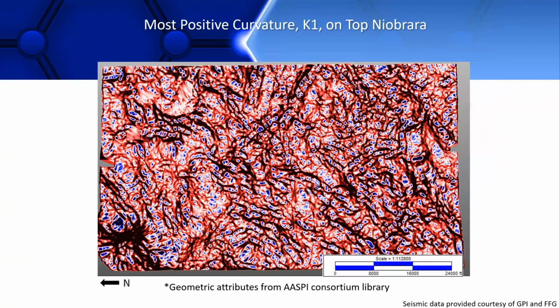The most positive curvature attribute on the top Niobrara shows you the two main structural fabrics that you can see in the reservoir: a northeast to southwest trending pattern and a northwest to southeast pattern. And you can see that you would expect quite a bit of compartmentalization of the reservoir based on the curvature.